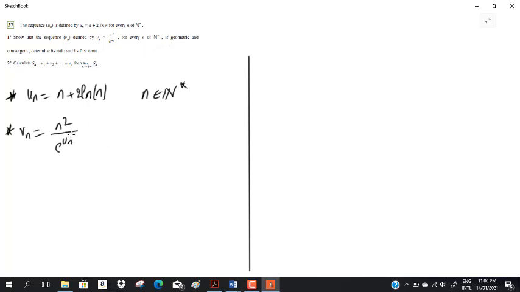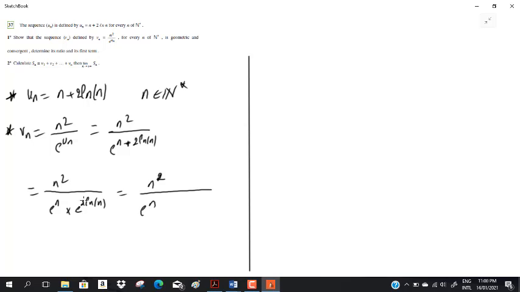Show that Vn is a geometric sequence. I'm going to find Vn in terms of n. Vn equal n squared over exponential of Un, exponential of n plus 2 ln n, equal n squared over, exponential of a sum is the product of the exponentials, exponential of n times exponential of 2 ln n, equal n squared over exponential of n times exponential of 2 ln n. 2 ln n is the same as ln n squared.